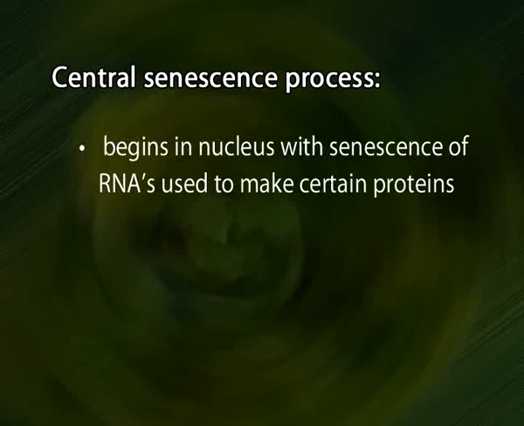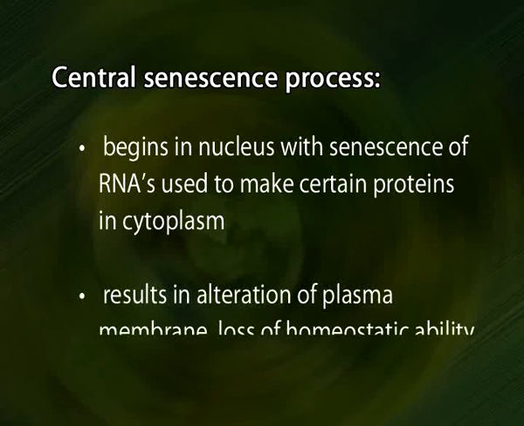The physiological consequences of physical and chemical changes in the membrane lipids include modifications in the membrane permeability, loss of membrane-bound enzymatic activity. The central senescence process seems to begin in the nucleus with the senescence-associated RNAs, which in turn are used to make certain proteins in the cytoplasm, ultimately resulting in the alteration of plasma membrane and loss of homeostatic ability. The active and rapid nuclear degradation is triggered by vacuolar rupture during programmed cell death.